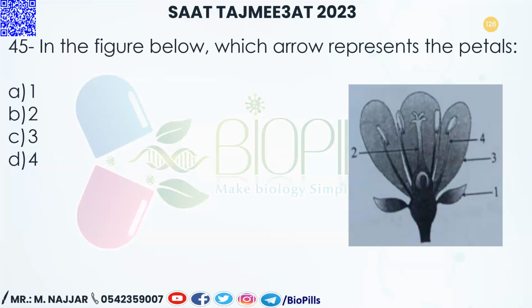In the figure below, which arrow represents the petals? Petals are represented by C, which is 3. You are right.